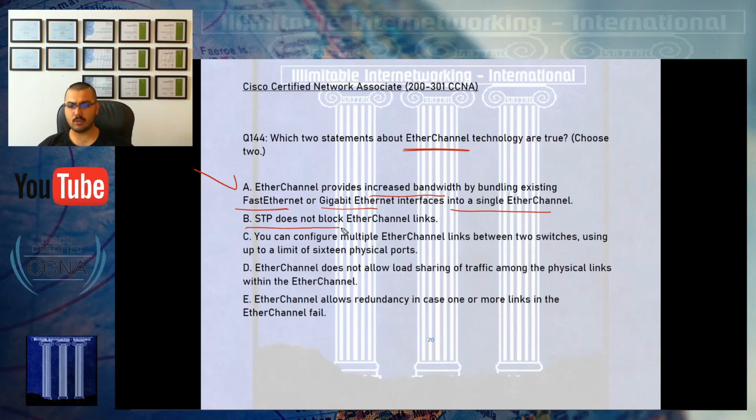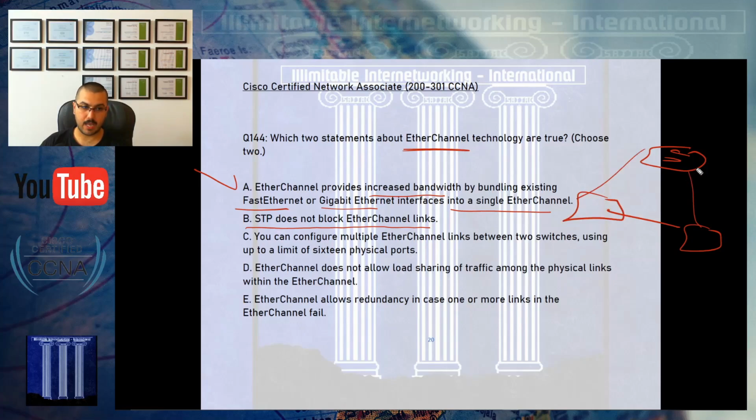B, spanning tree does not block EtherChannel links. No, they will be. If I have switches connected this way, and this is an EtherChannel, this is an EtherChannel, this is an EtherChannel, one of the EtherChannels must be blocked, because even if it was an EtherChannel, the storm will happen. So spanning tree will block an EtherChannel port if it was to cause a loop.